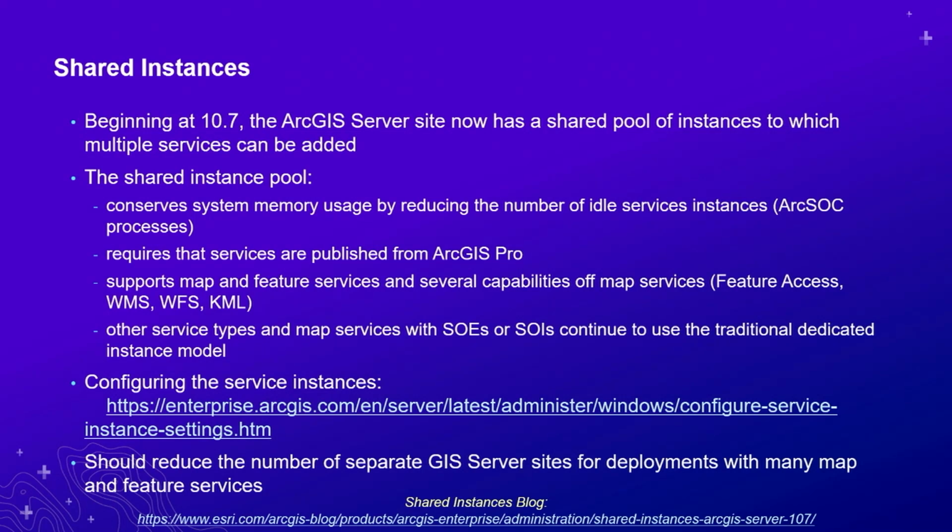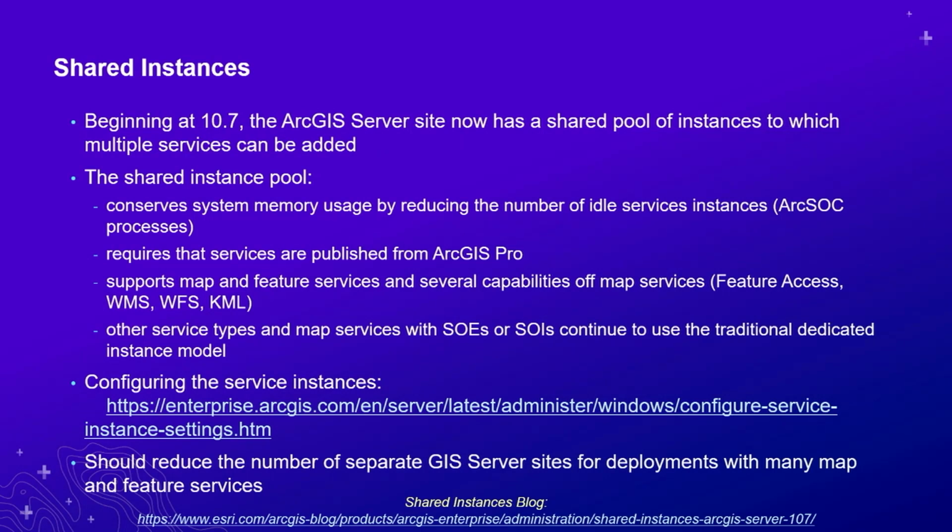There are some restrictions on what can go in and make use of shared instances. So that's listed out here. Primarily is that you have to publish your services from ArcGIS Pro. This is some new functionality we were able to do on top of the Pro publishing workflows. It has to be simple map services and feature services, meaning you can't have some of the more exotic capabilities enabled, and you can't have SOEs or SOIs on services that go into the shared instance pool.